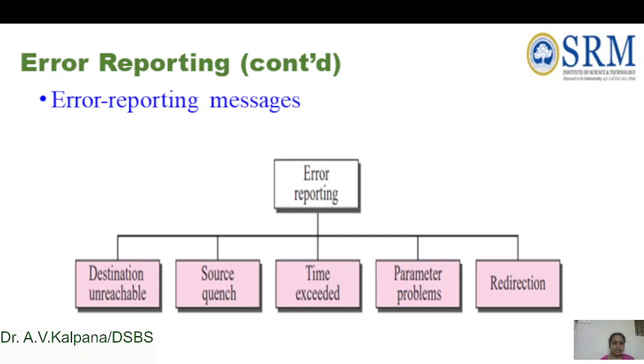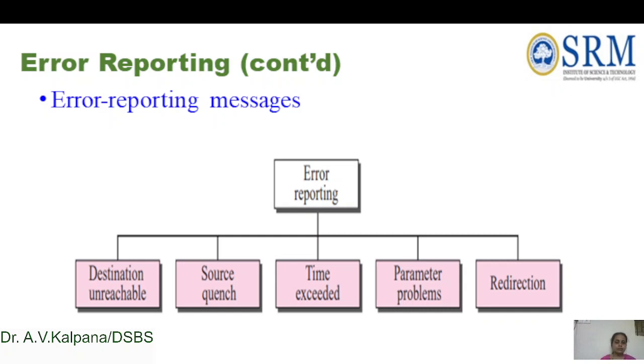The destination unreachable error occurs when the packet does not reach the destination. For example, suppose the sender sends a message but it does not reach the destination. Then the intermediate router reports to the sender that the destination is unreachable. We all know the format of this, and we don't have enough time to discuss in detail each and every format. Next is source quench.